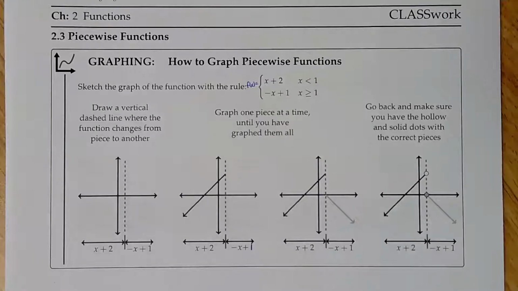So piecewise functions are functions that have several formulas or equations in them, and you'll use one of those formulas for certain x values, and you'll use a different formula for other x values. Okay, and so you'll take those two pieces and put them together into a graph. So it's kind of like a Frankenstein graph. So let's look at an example of that.